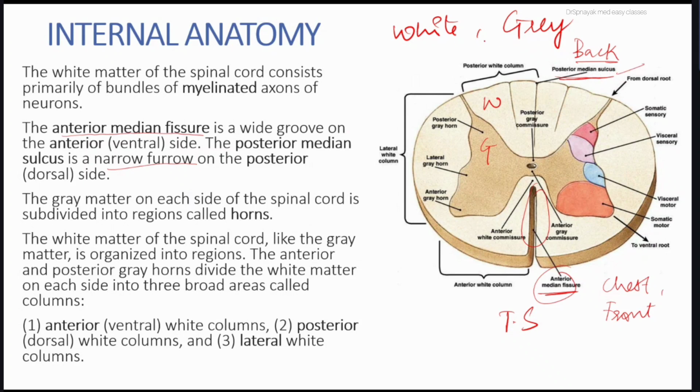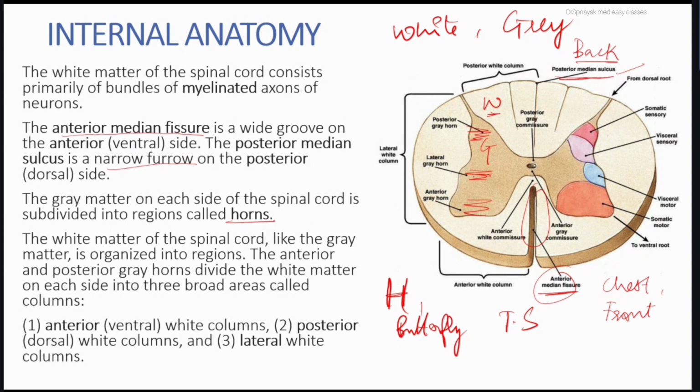Now, let's learn about the gray and white matter. The gray matter is usually shaped like an H, or it is shaped in the butterfly form, as we can see here. And the white matter is surrounding the gray matter in the spinal cord. In the brain, it is the opposite. The white matter is the inner part and the gray matter is the outer part. And in the spinal cord, the gray matter is the inner part and the white matter is the outer part. Now, in the gray matter, there are certain divisions of gray matter, and these divisions are known as the horns.